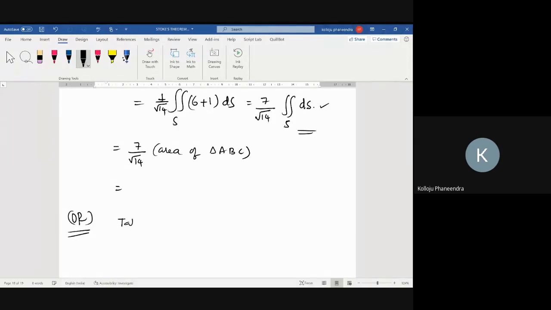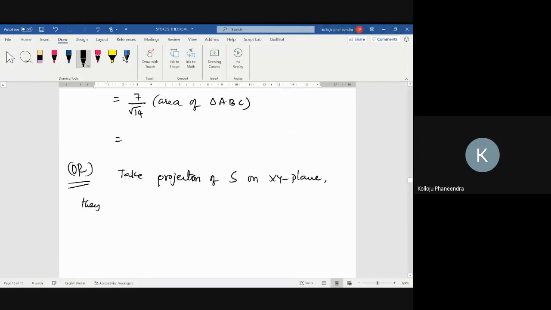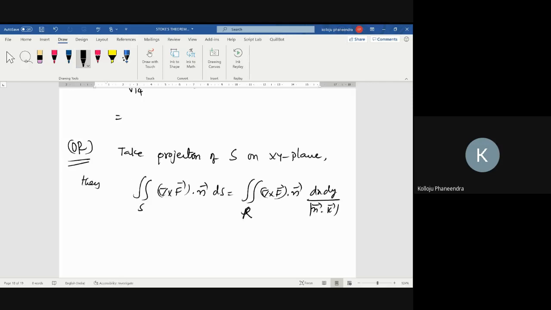Take the orthogonal projection of S on the XY plane. If I take it on the XY plane, then I need only the right hand side integral. Double integral over S del cross F bar dot N bar ds is nothing but double integral over S del cross F bar dot N bar dx dy by N bar dot K bar, and this is R.